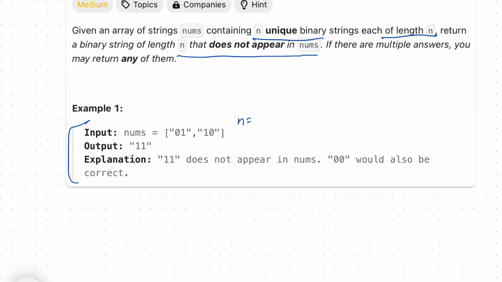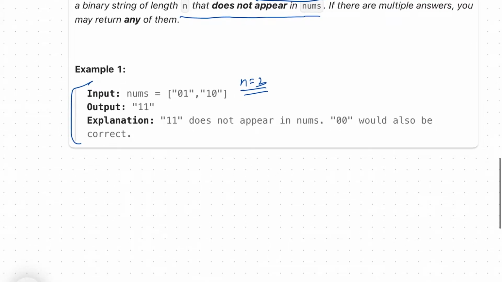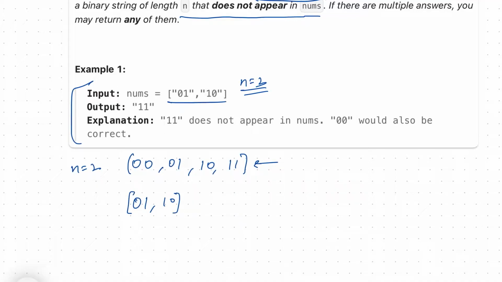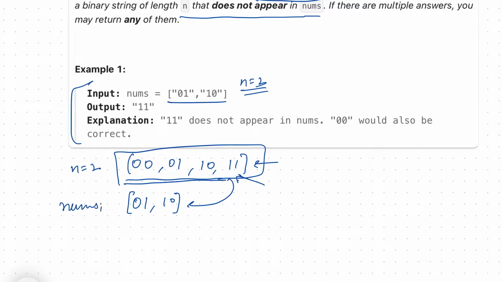Here we are given binary strings of length 2. For length 2, how many binary strings can we have? We can have 00, 01, 10, and 11. These are the possible options we can have in our nums array. And what are the options given to us? Those are 01 and 10. We have to return any binary string from this list which is not present in our given nums.